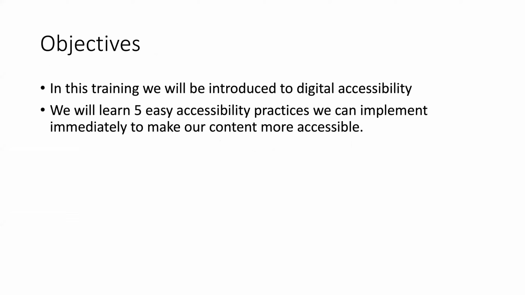Actually, we should look at the objectives first, okay? So in this training, we're going to be introduced to digital accessibility. And then, as I said, you're going to learn 5 easy things you can do to create more accessible content. And as we're going, please, if you have a question or I talk too fast or I make a point that's not necessarily clear, just type in the chat and we'll answer all those questions at the end.